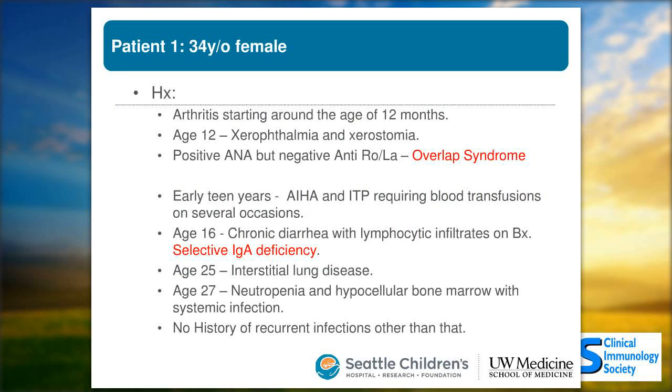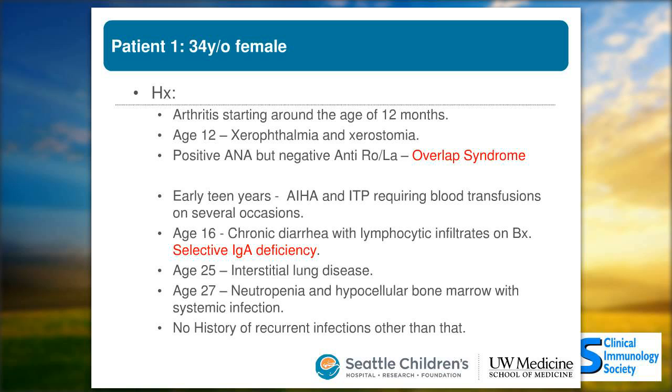Notes describe involvement of mostly small joints in her hands at first, but then after several years, it progressed to involve larger joints, mostly knees and ankles as well. Around the age of 12, she developed dry mouth and dry eyes. Antibody screen was positive for ANA, but negative for anti-SSA and SSB. So she was given the title of overlap syndrome. I guess we need to give them some definition so it will be easier for us to treat these patients.